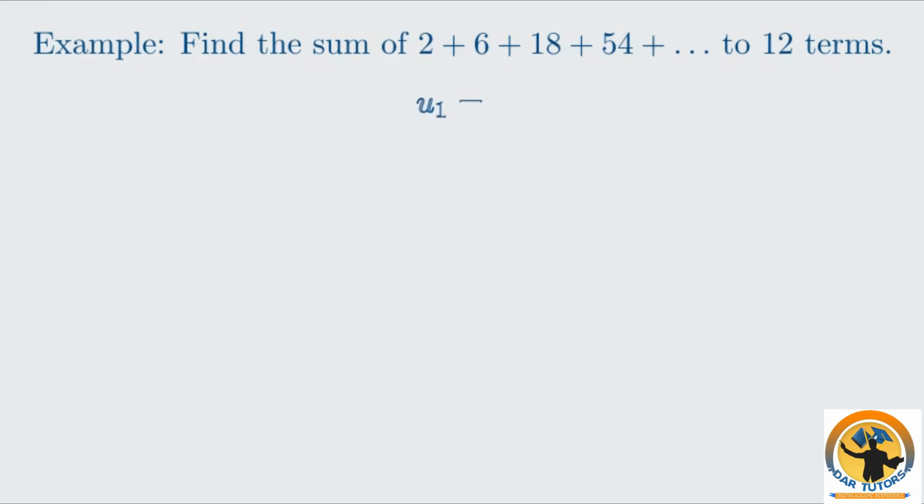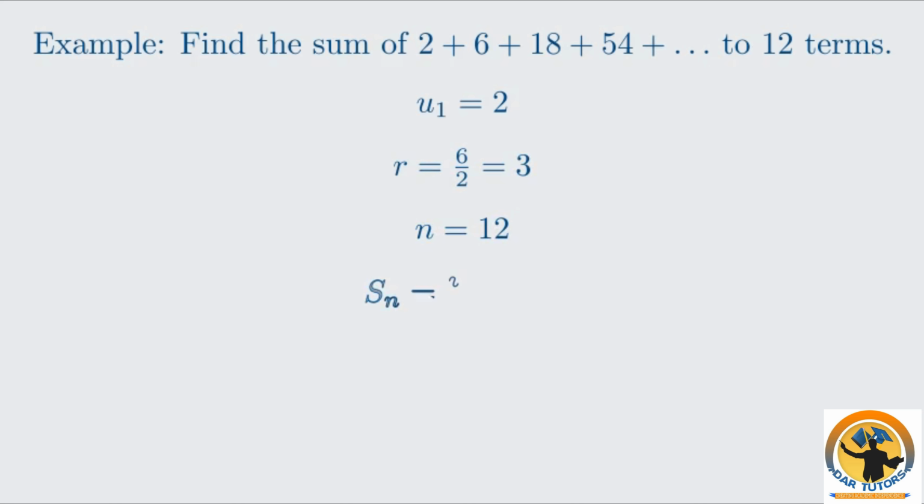From the series, we can see that the first term, u_1, is 2. The common ratio, r, is the second term divided by the first, which is 6 divided by 2, or 3. The problem states we need the sum to 12 terms, so n is 12. Now we can substitute these values into our formula.